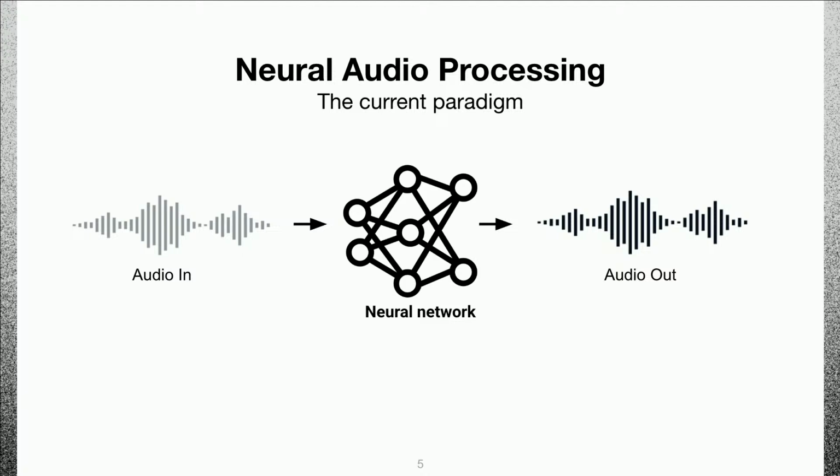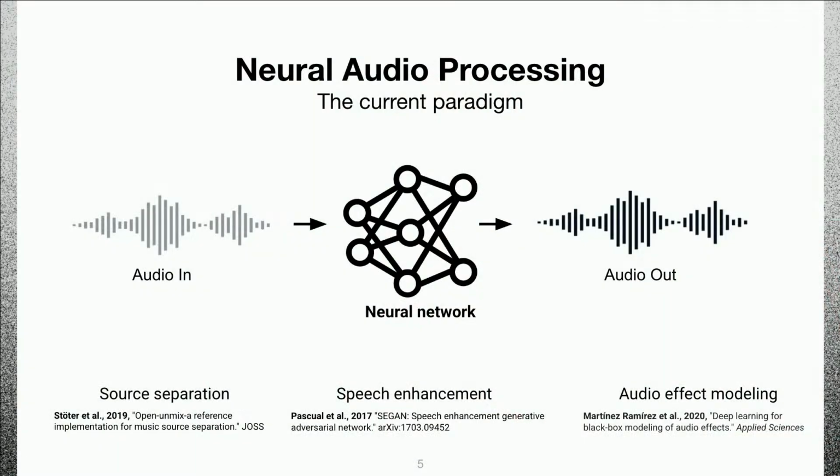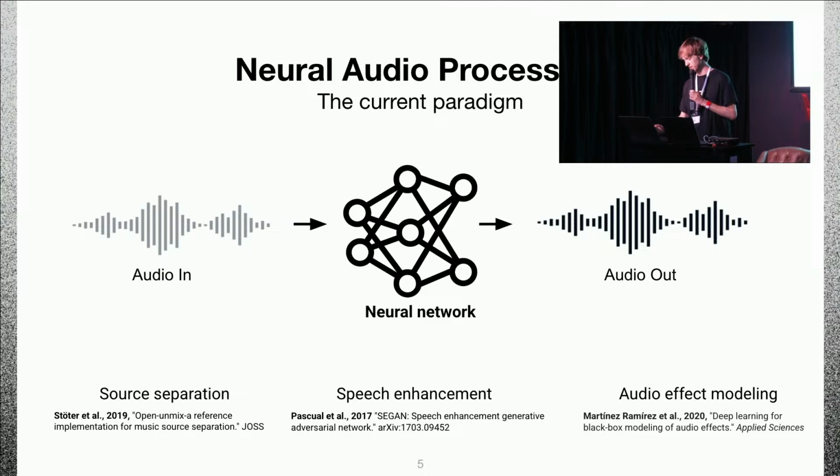But kind of the paradigm beforehand was, and still is for some applications, you take a neural network and you run it on some audio and get some new audio as the output. So this is used for source separation, which would mean getting the tracks individually from some mixed song. Speech enhancement, so removing the noise from your Zoom call, things like that. And audio effect modeling, so trying to create or recreate an audio effect.